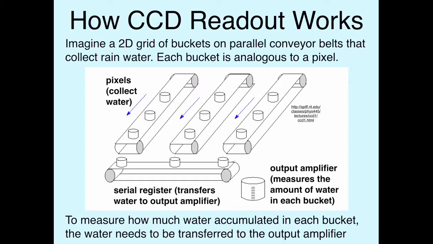So it rains for a while and we collect water for a while, but then we want to actually measure how much water accumulated in each bucket. So what we're going to have to do is move each one of these buckets somewhere where we can measure the water level. So that's where the conveyor belts come in.